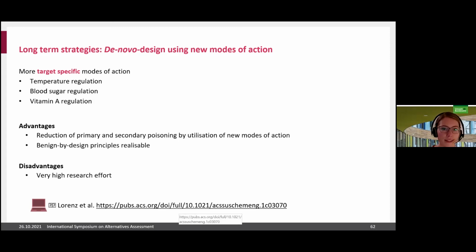The paper down there is on this topic, and we've seen in the presentation before that there's a lot going on. However, of course, this is a tremendous research effort and would take quite a long time, but there's much to win using this approach.